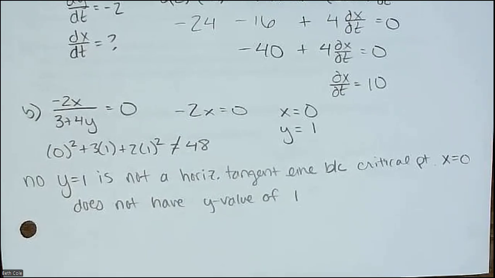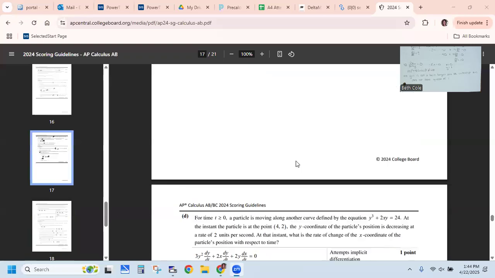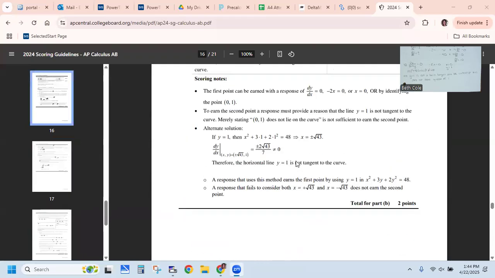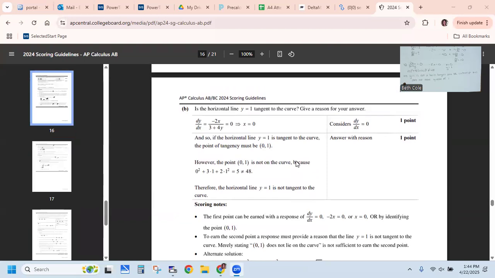A lot of what I do is interpreting the AP language and turning it into basic English for you guys. I'll show you what they put. Let me go back up to part B. And it was only worth 2 points. But look, if you set this equal to 0, you got a point. All right, and then if you said no and gave some sort of logical reason, they gave you another point. But yeah, they kind of went through it the same way I did. 0, 1 is not on the curve.